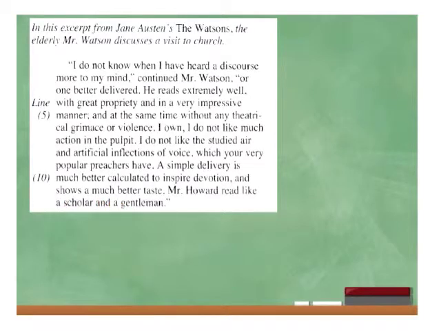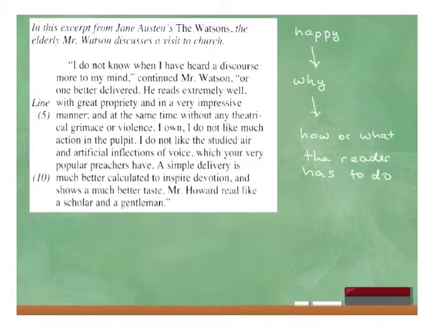All right, so having read that, we need to figure out the passage layout. So let's just do the passage layout or structure first. First, we are told that Mr. Watson is happy. Then we are told why he is happy, and it's more like how the reader has to perform, or what the reader has to do, to make Mr. Watson happy.